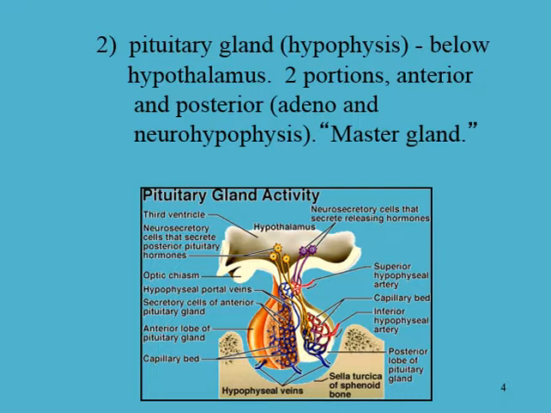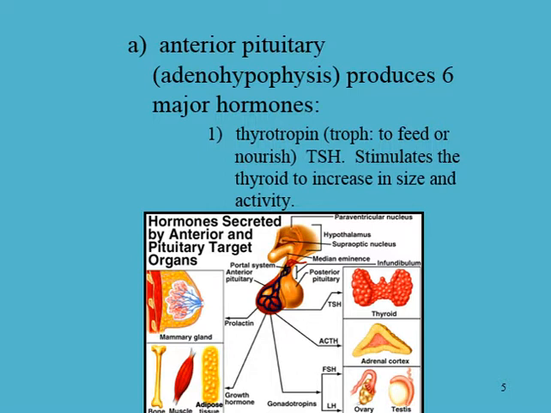All right. Anterior pituitary. We're going to look at six major hormones that are produced by the anterior pituitary. The first hormone is called thyrotropin. It's also called thyroid-stimulating hormone. You need to learn these synonyms, folks. I don't know where you're going in your careers, right? Somewhere someone's going to call it thyroid-stimulating hormone, someone else is going to call it thyrotropin. You need to know both terms.